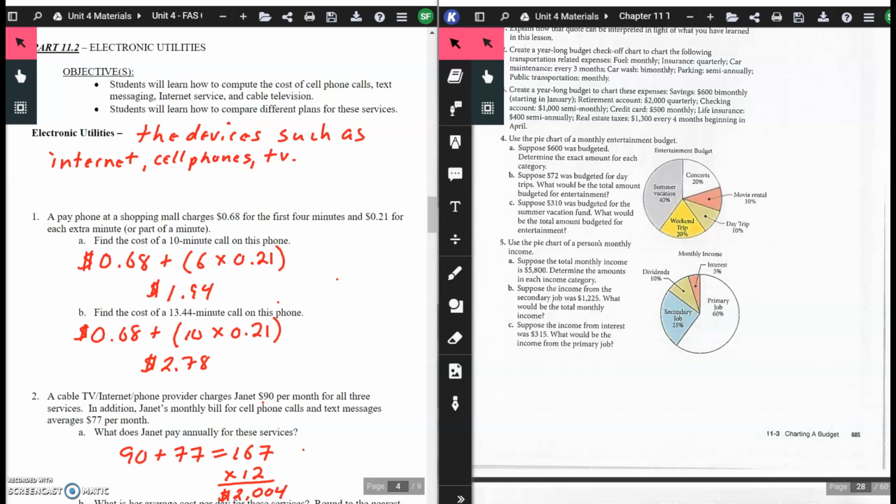Alright, section 11.2 is on electronic utilities. These are devices such as internet, cell phone, TV, extra things like that you get brought into your home.